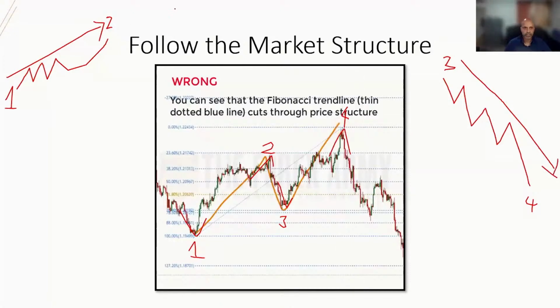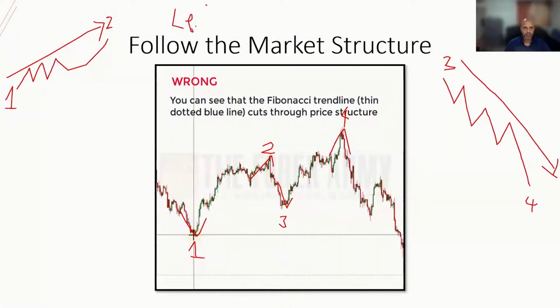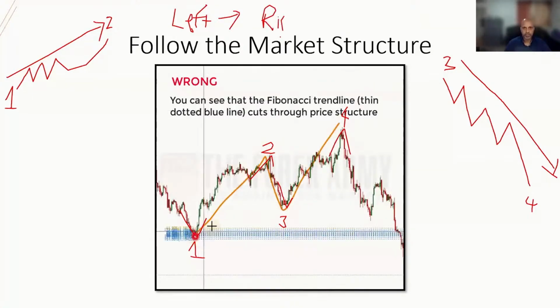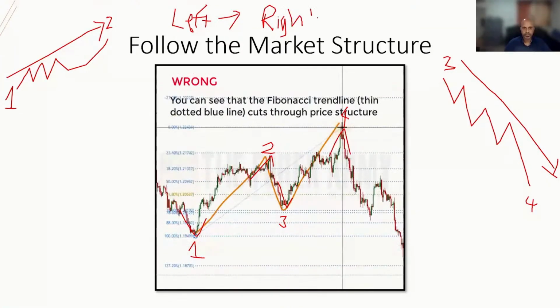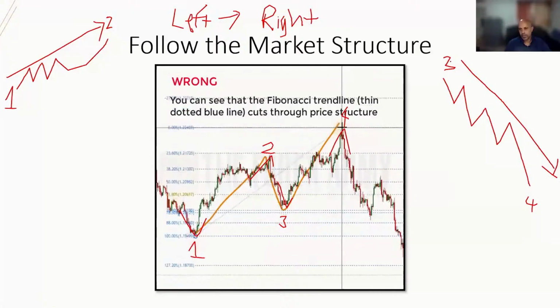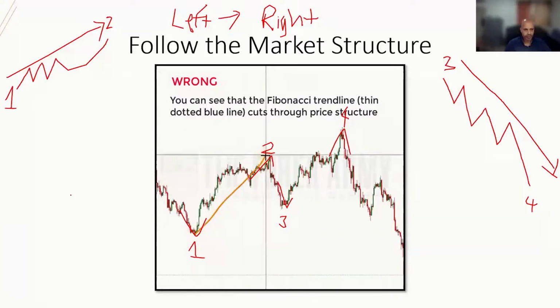Remember, Fibonacci is always left to right. Whenever we are drawing the Fibonacci retracement tool, be it for the upward move or the downward move, we always go from left to right. So for the upward move, for the uptrend, we're going to go from bottom left to top right. And for the downtrend, we're going to go from top left to bottom right. Okay, that's another key aspect of using the Fibonacci retracement tool.